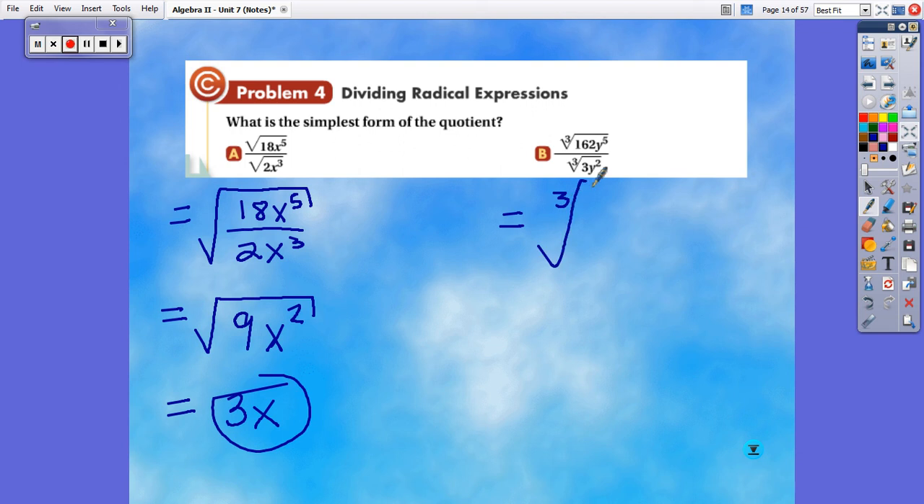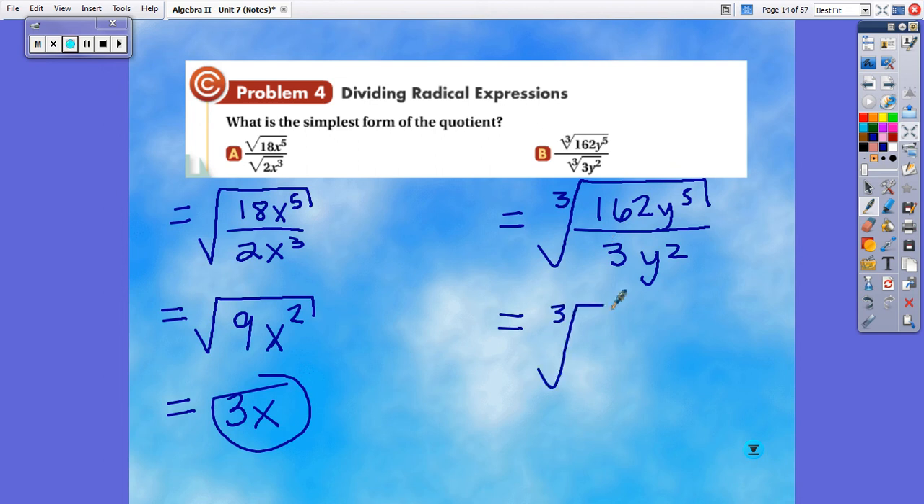We're going to do the same thing for letter B to make it a little simpler. This time our index is 3 though, so we have to be careful of that once we get to the very end. So I rewrite it as 1 fraction, and then I can do the math really quickly to decide that 162 divided by 3 is 54, so I'm going to have the 3rd root of 54.